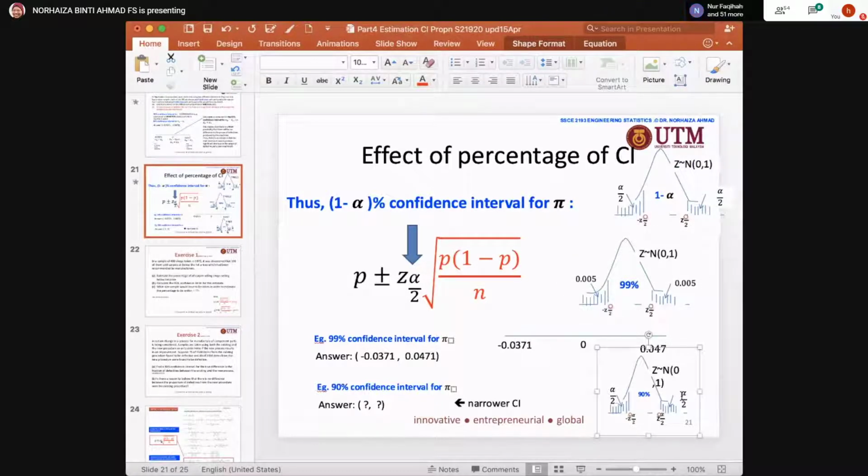But for this one, what do I get? For 90%, the remaining 10% is going to be 0.05 in each tail. Am I right? 5 and 5 is 10, and 5 and 5 is 1. So here I'm going to have 0.05. And if you look into your stats table, this is going to be less than that, so this one is 0.005.